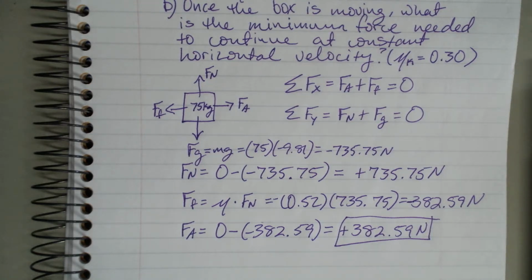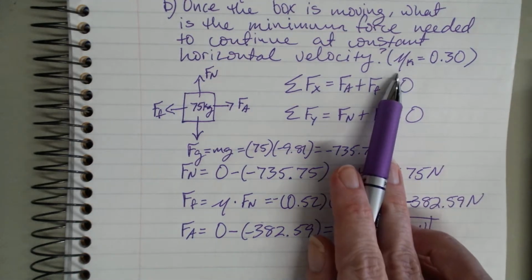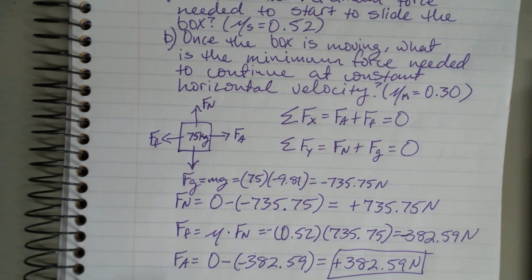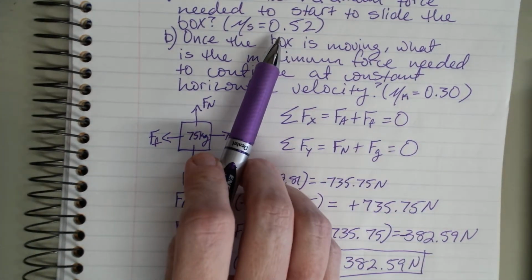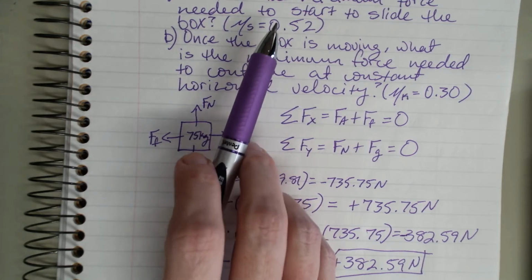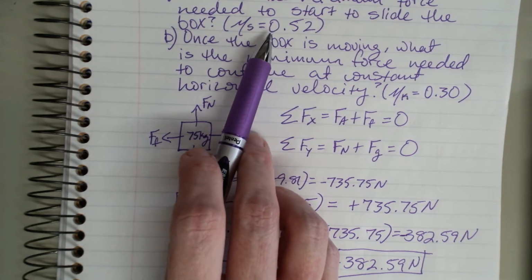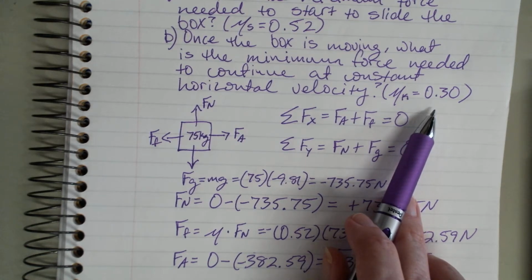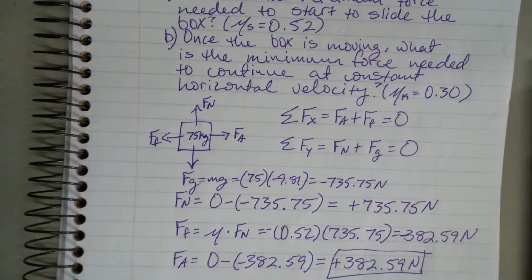The next question says, once it's moving, what's the minimum force needed to continue at a constant horizontal velocity? And then they've given me a different mu. The different mu is 0.3. I don't know if you've noticed, but it's less than the static one, because it requires more effort to overcome something sitting still than to just simply keep something moving at a constant velocity. So now, we know our Fg and we know our Fn.